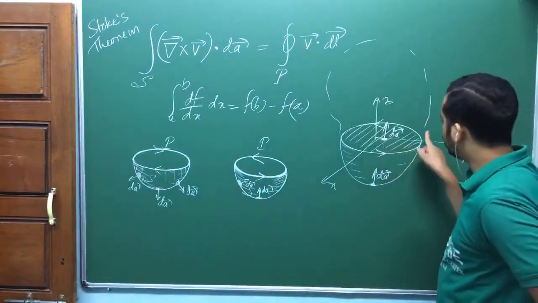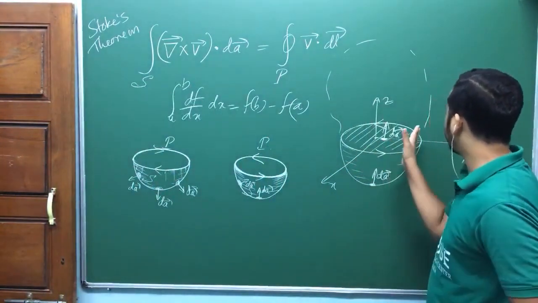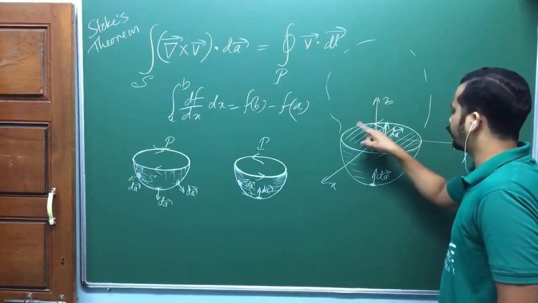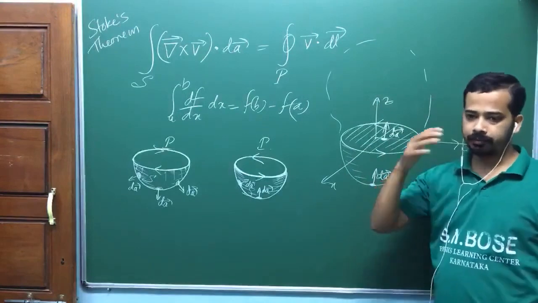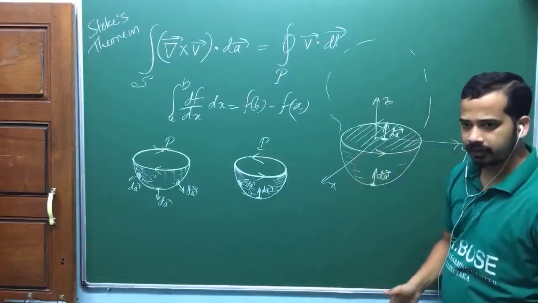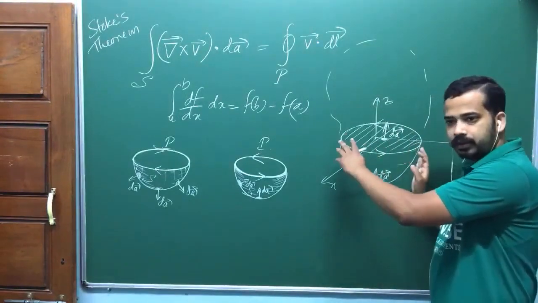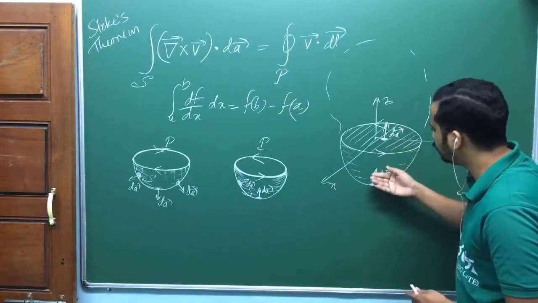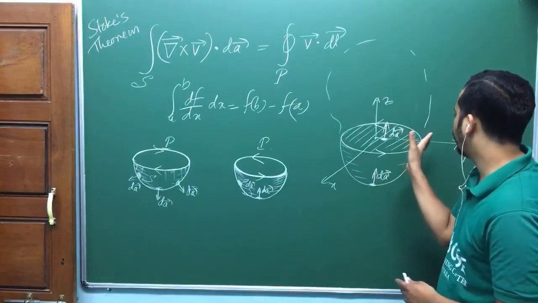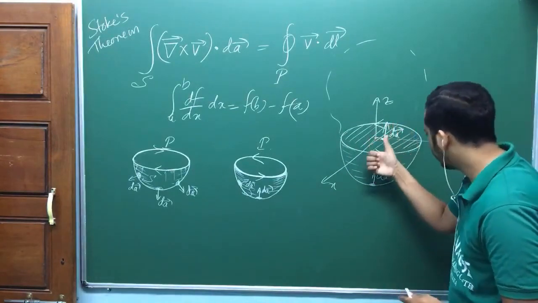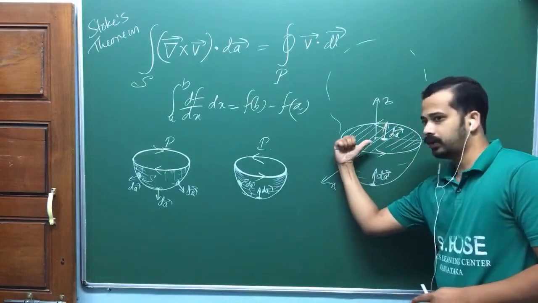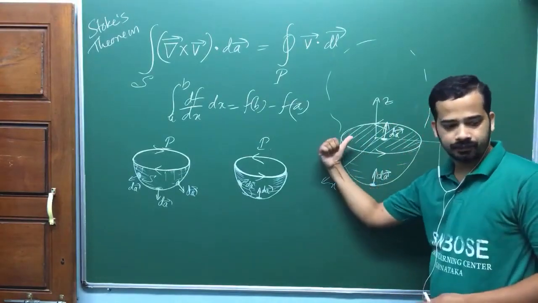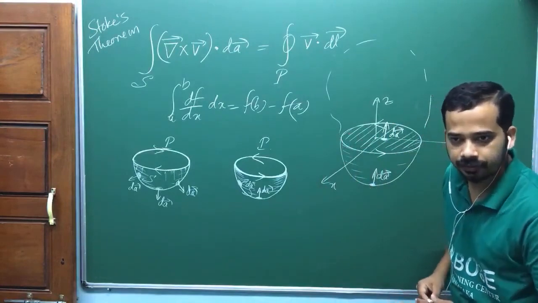Here is how I fixed this dA vector: I have taken my fingers along the path integral direction, and the thumb along the dA vector. For a planar surface you can comfortably apply the right-hand thumb rule, but the problem is with the curved surface. Now apply the same logic here: your fingers represent the direction of the path, and the thumb gives your dA vector direction.